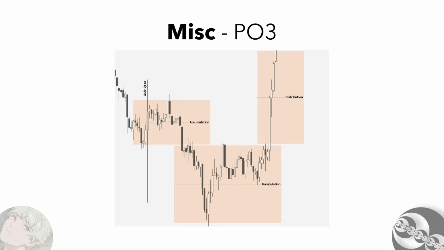When we incorporate the element of time with AMD, we get PO3. This stands for power of 3, and this is the exact same as AMD but in context to a specific time element, such as the 4-hour candle, 9:30 open, or 10 AM open. When a candle forms, there's always the open, high, low, and then the close.